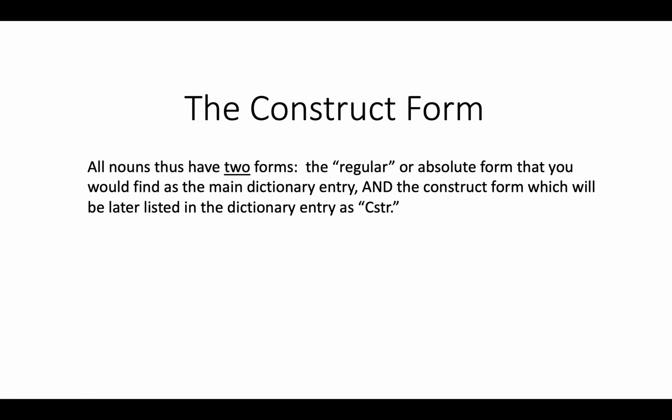So here's a bit about the construct form. This is kind of the bad news of nouns. All nouns thus actually have two forms. The regular form, or the absolute form, that you've been studying in your vocabulary lists and looking up in the dictionary and would find as the main dictionary entry. And also the construct form, which you'll find a little bit later listed in the dictionary entry as something abbreviated, usually something like CSTR period, which will tell you what the construct form of that particular noun is.